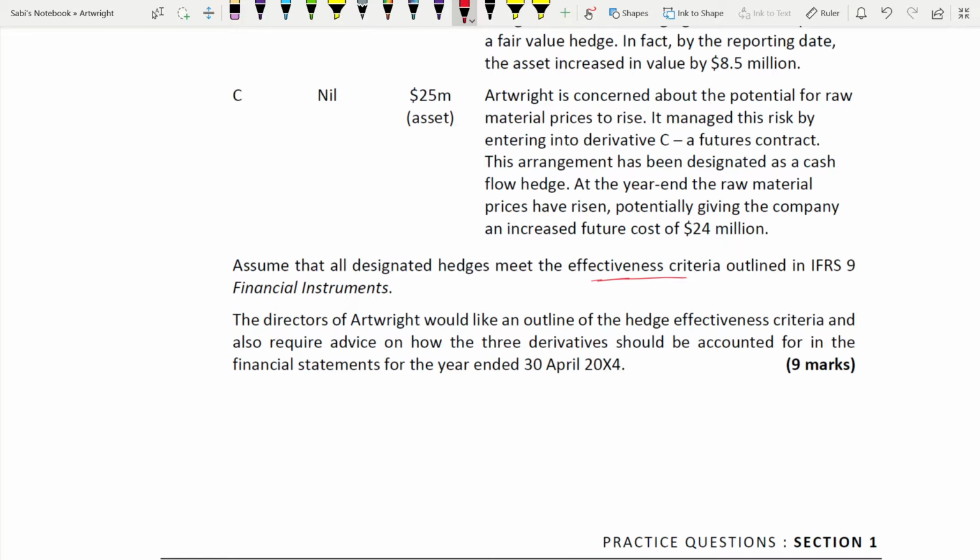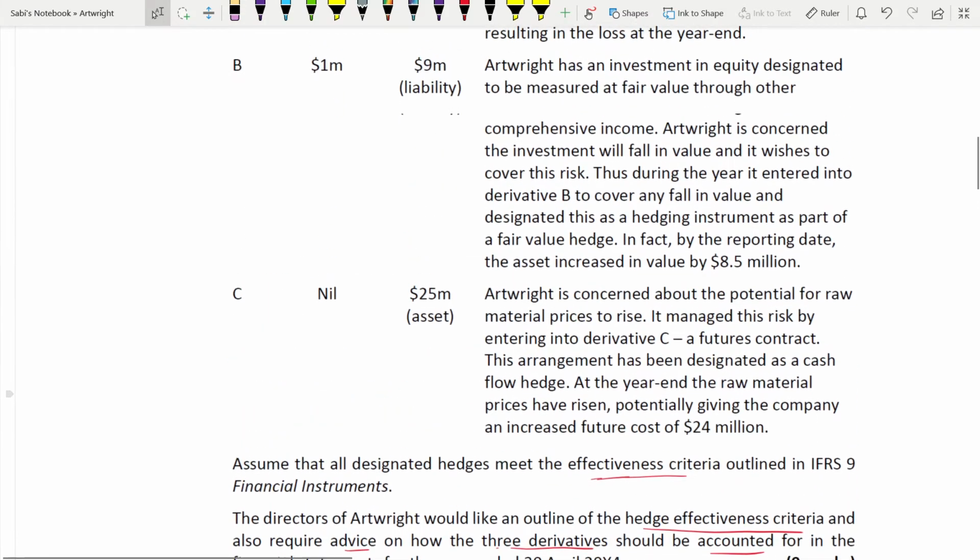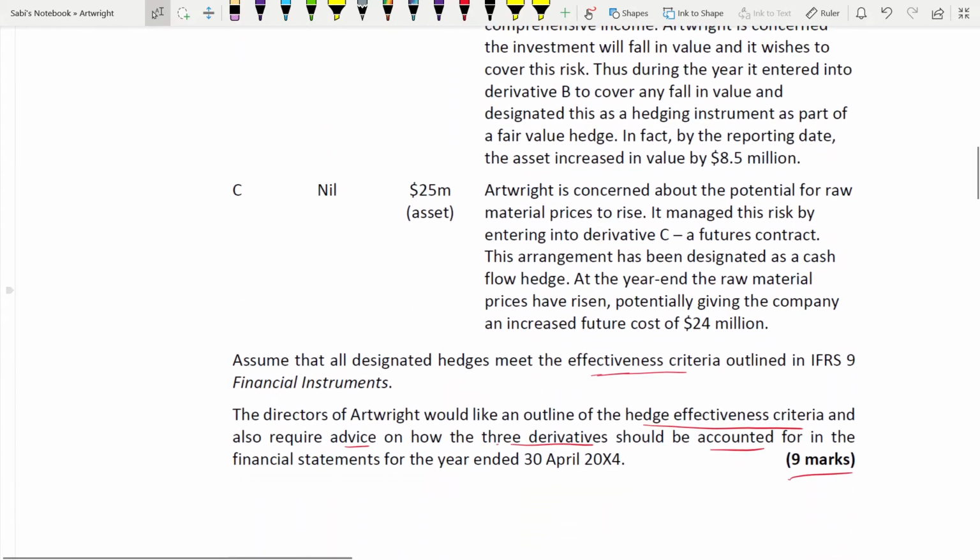It's for 9 marks. You need to do a lot of working here. Directors would like an outline of the hedge effectiveness criteria, and also require advice on how the three derivatives should be accounted for. So one, outline the hedging effectiveness criteria. The other requirement is how the three derivatives, A, B and C, should be accounted for. It's quite a lot of work.